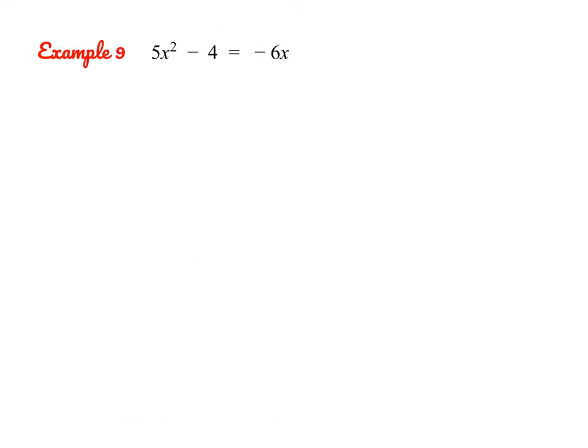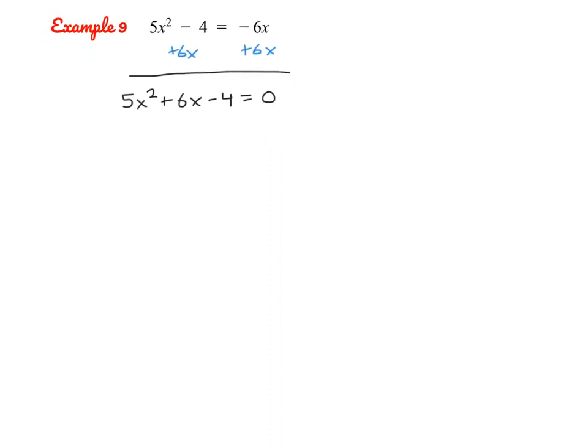All right, let's try another one together. Here we have 5x squared minus 4 equals negative 6x. First we need to make sure our equation is set equal to 0. I'm going to do that by adding 6x to each side. And when I do that, I'm going to make sure my terms are in the right order: x squared, and then x, and then my constant. That leaves us with 5x squared plus 6x minus 4 equals 0.